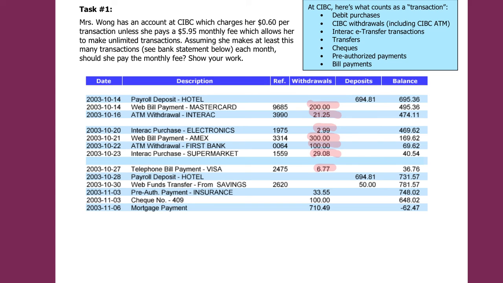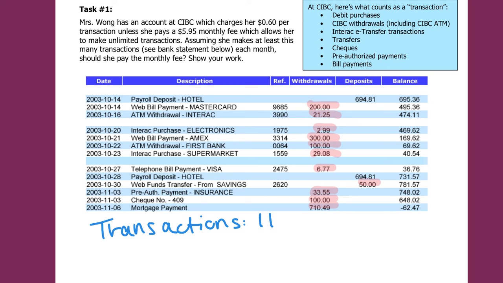Let's see, the next one's direct deposit. So again, that's our paycheck, so we don't count that as a transaction. A transfer though, so it said that transfers were also considered a transaction. Pre-authorized payments, checks, and finally a mortgage payment, so another bill payment. So now if we count these all up, let's see how many transactions I did. 1, 2, 3... 11. So I did 11 transactions.